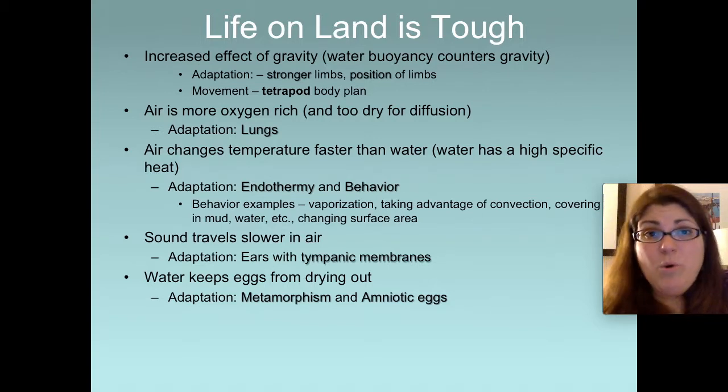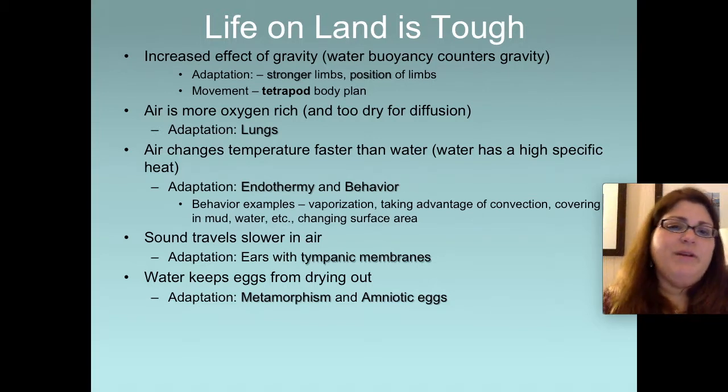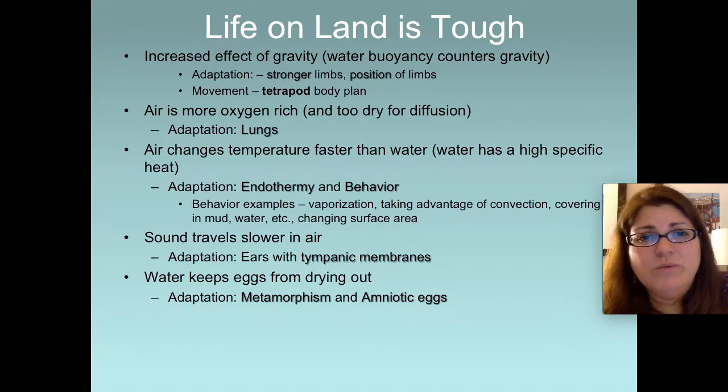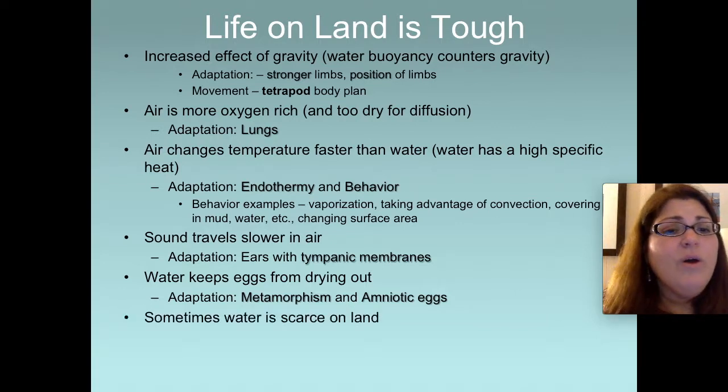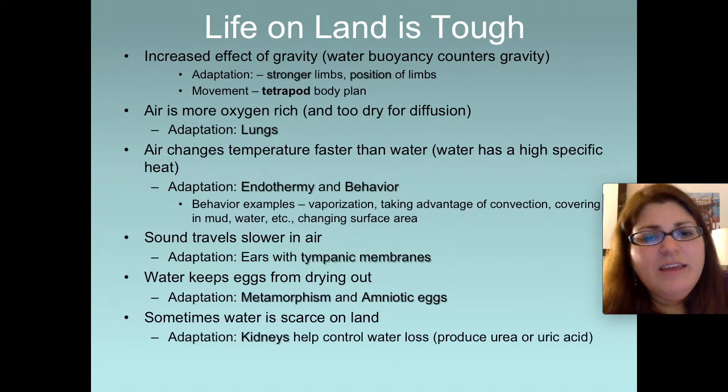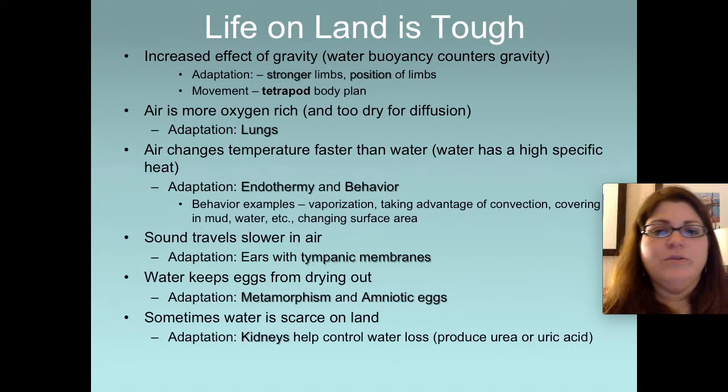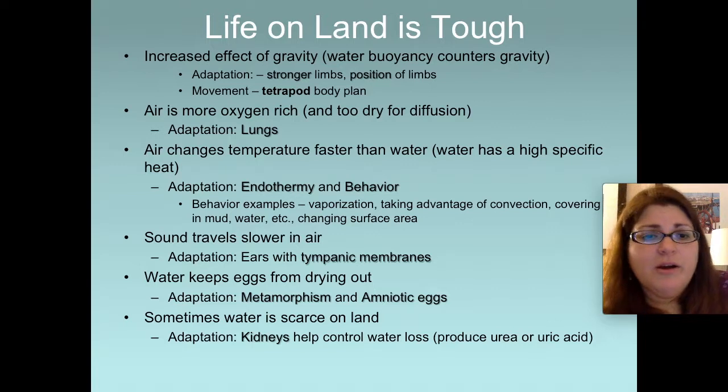The animals that are more independent of land have something called an amniotic egg, which we will talk about in significantly more detail when we get to reptiles, birds, and mammals. But for now, an amniotic egg is simply an egg that has additional membranes to protect it and prevent it from drying out. And going along with the idea of drying out, we also have kidneys. The kidneys help control water loss. They produce either urine or uric acid, depending upon what kind of animal we're talking about, and that helps control via osmosis how much water is in our bodies.